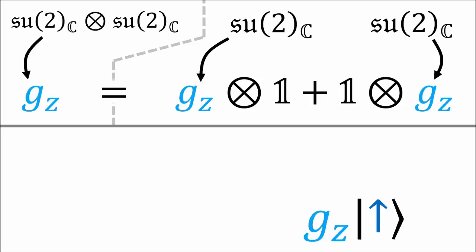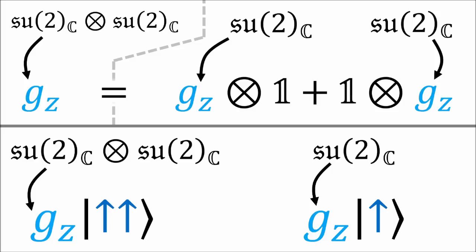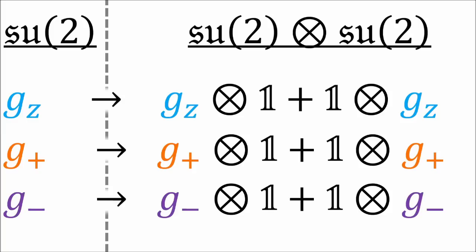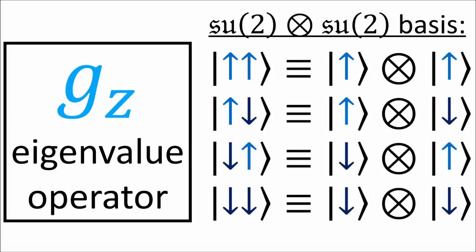If an operator acts on an individual state, it's an individual SU2 operator. If an operator acts on a tensor product state, it's the tensor product SU2 operator. So we can use these tensor product ladder operators to travel up and down the ladder of states in the tensor product space, and use the tensor product eigenvalue operator to get the eigenvalues of the tensor product states. Let's start by getting the eigenvalues for these four states under the Jz operator, starting with the up-up state.